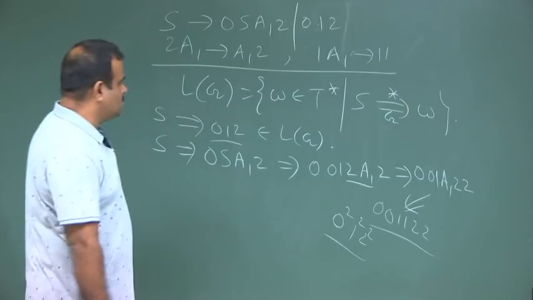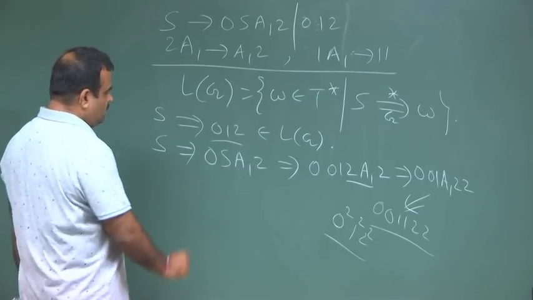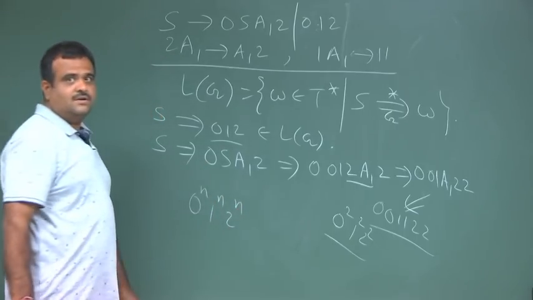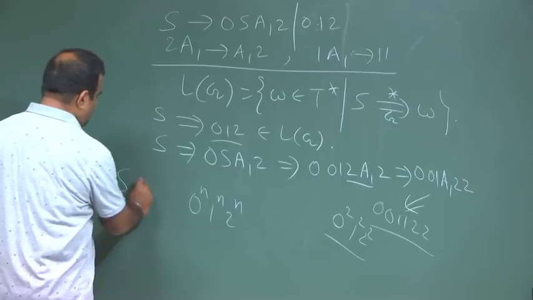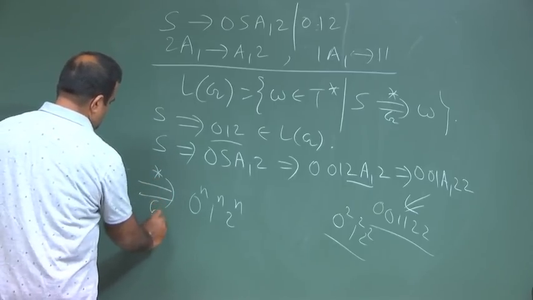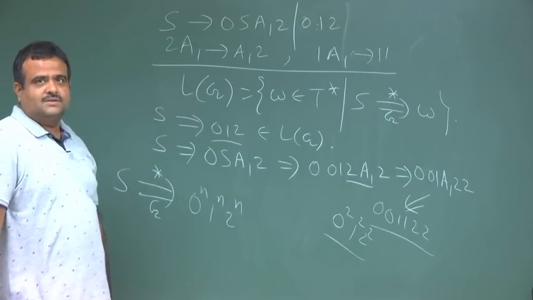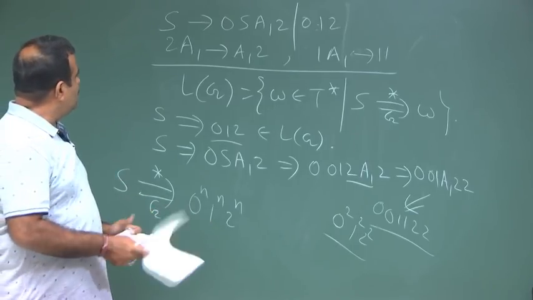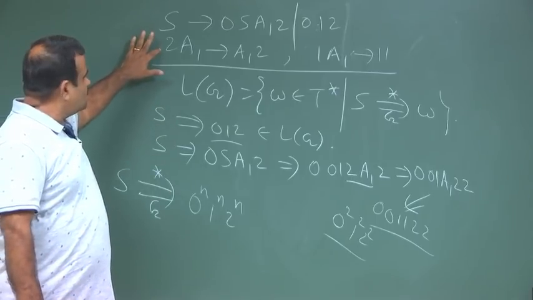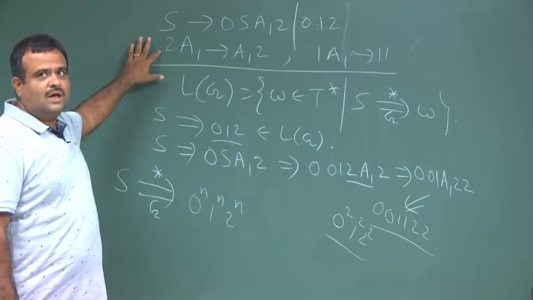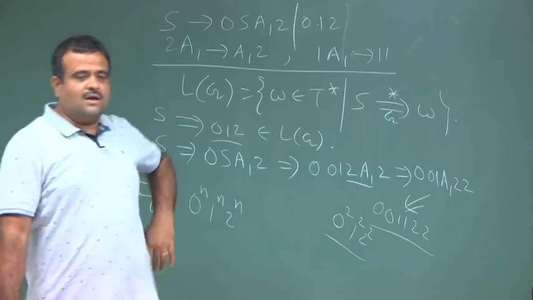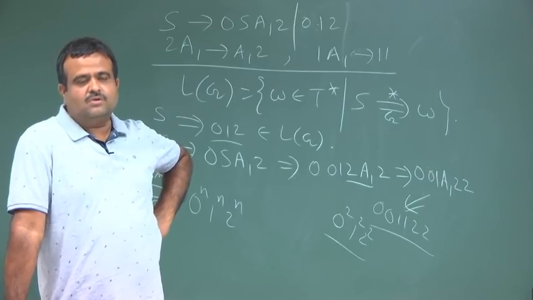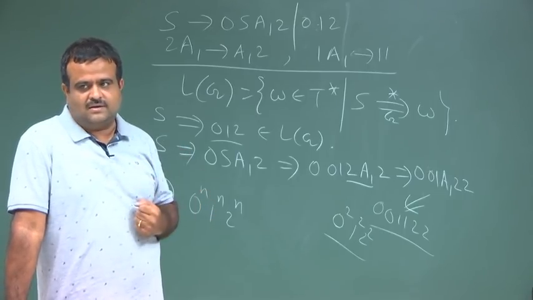So, similarly, we can show any form of 0 to the power n, 1 to the power n, 2 to the power n can be derived from this. So, we can derive from S any form of this. Okay. So, this is one example where we are using the production rule in this form, like we have the mixture, string mixing with the variables and the terminals, but often we do not use that type of grammar.